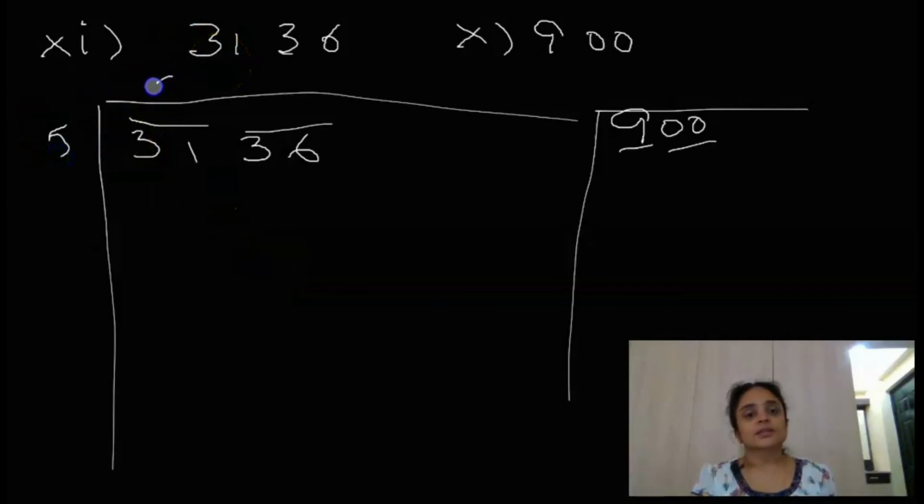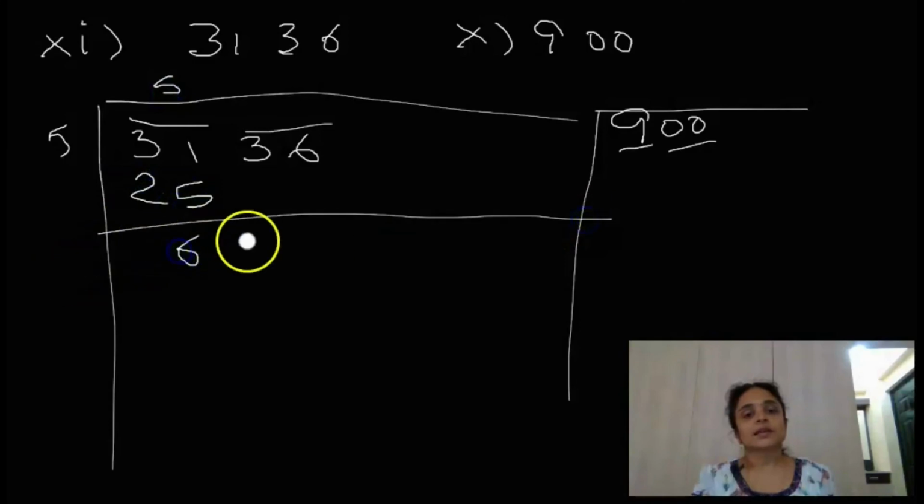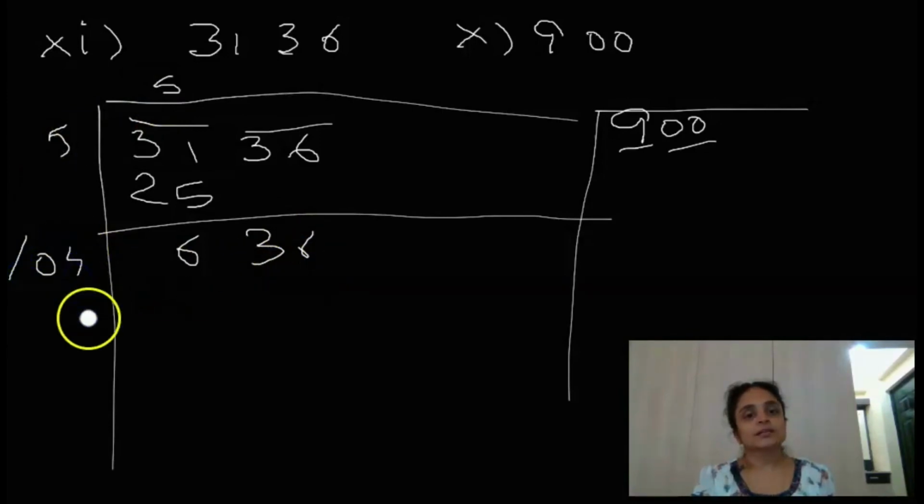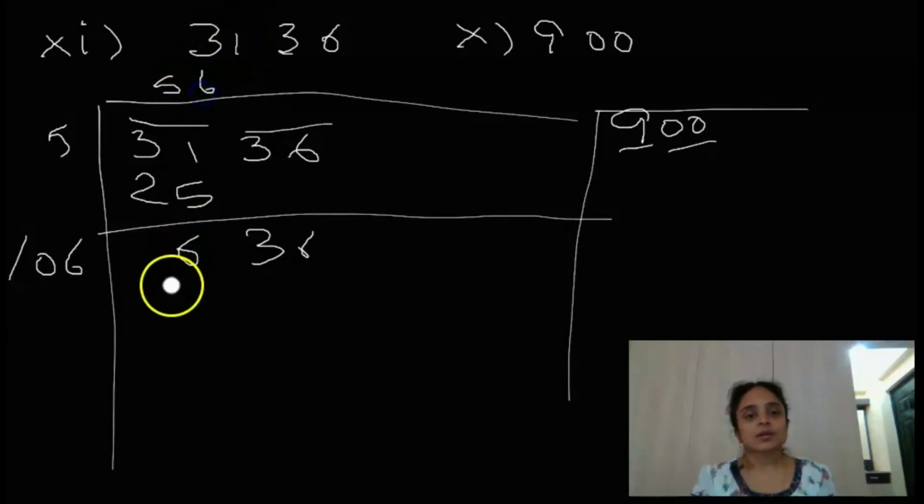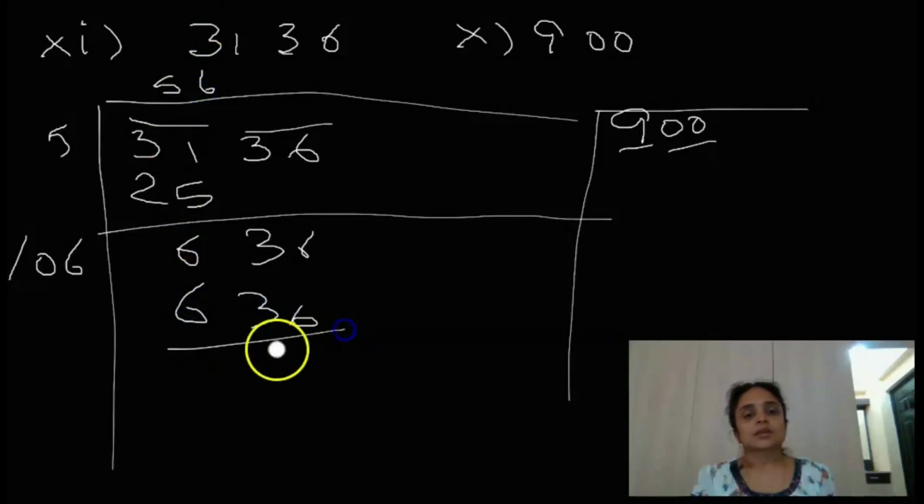Okay. Next is root of 3136. So 5 square is 25 and 31 minus 25 is 6. Then 36, 5 plus 5 is 10. Then last digit is 6. So let us see whether 4 is that number. 4 is not that number. Then 6, if 6 is that number, 106 into 6 is 636. So 6 is that number, and remainder is 0. So what is the square root of 3136? It is 56.